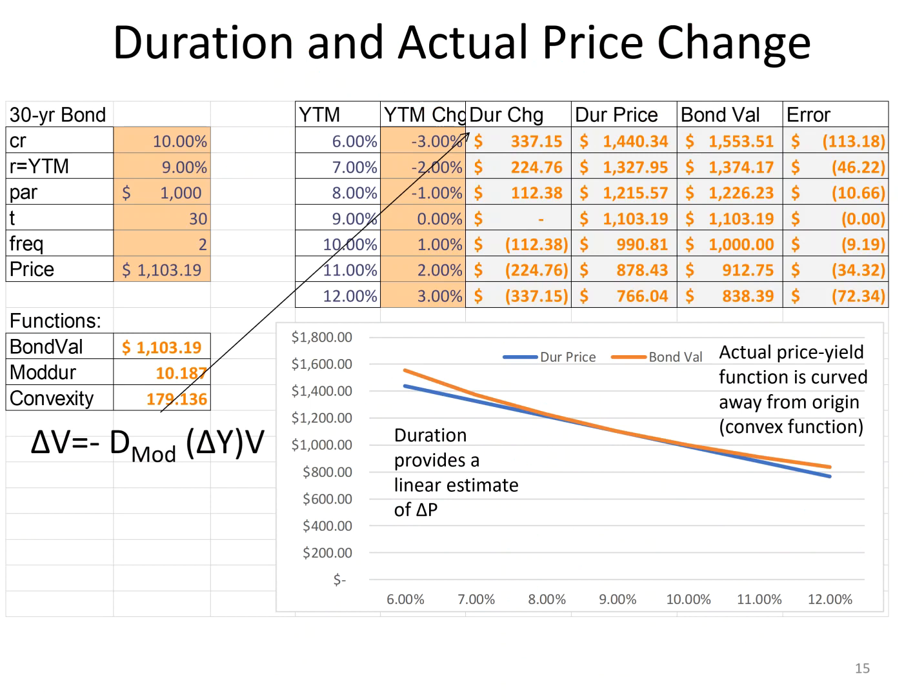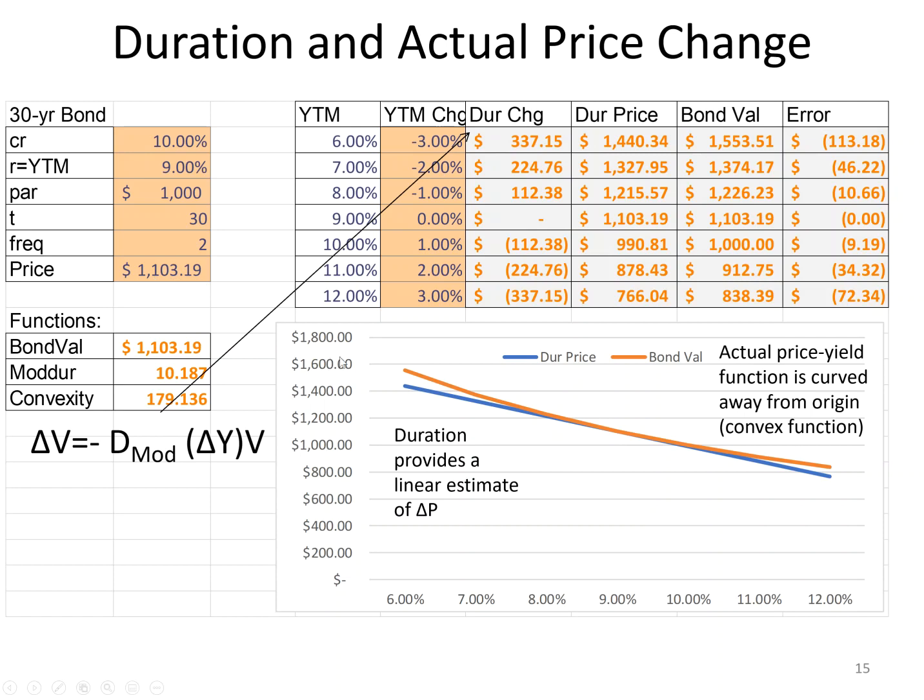So let's do a little exercise. Let's look at a 30-year bond. This 30-year bond has a coupon of 10, discount rate of 9, which we'll also call our YTM. We'll assume the bond is trading at its present value of cash flows. It has a par of 1,000, maturity 30 years, frequency twice a year, and it's selling for 1103.19.